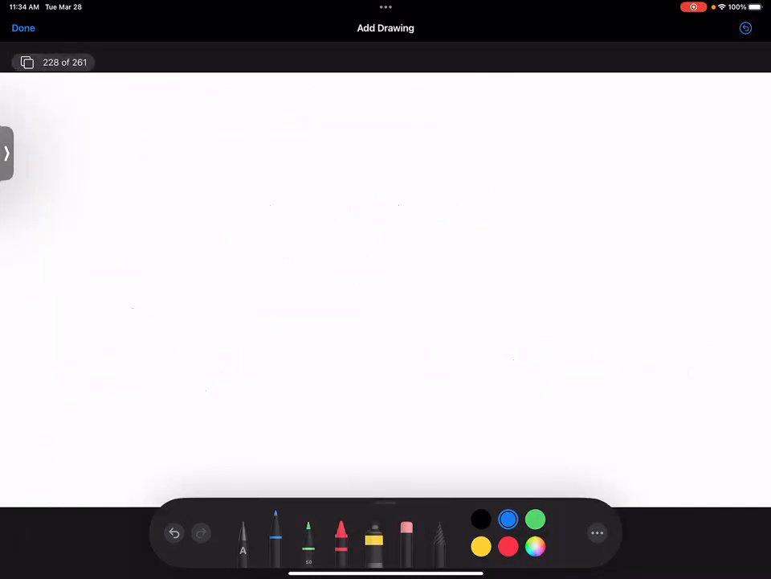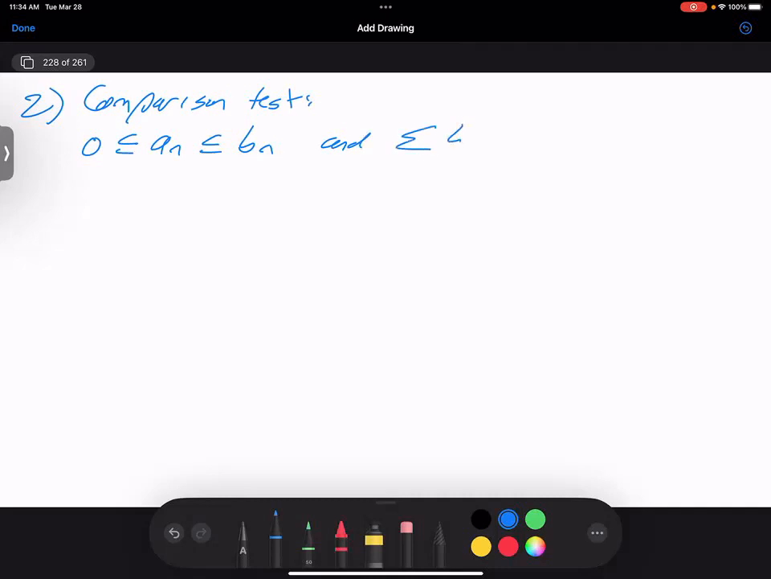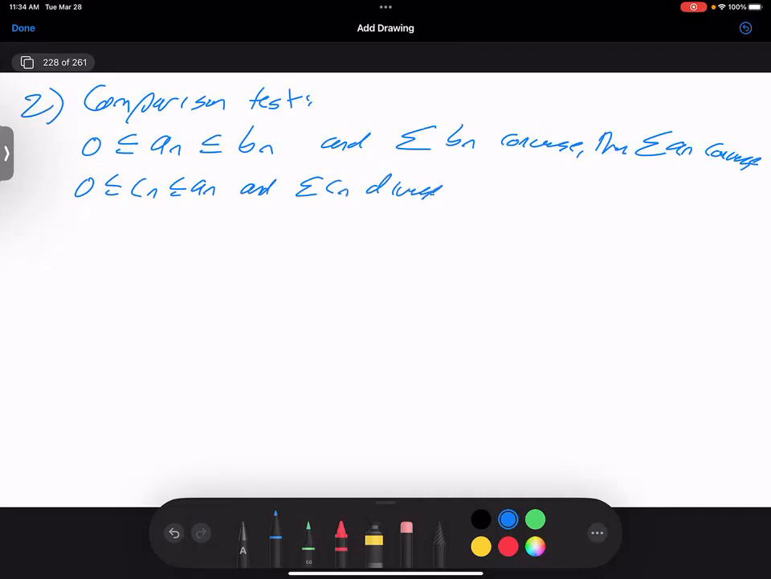So the next one that's often worth trying is the comparison test. If you have 0 less than or equal to a_n less than or equal to b_n, and the sum of b_n converges, then the sum of a_n will converge. And if 0 is less than or equal to c_n less than or equal to a_n, and the sum of c_n diverges, then the sum of a_n diverges.